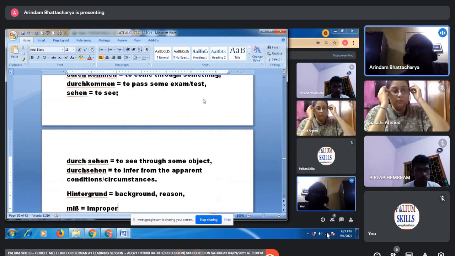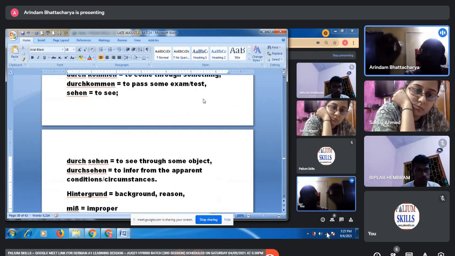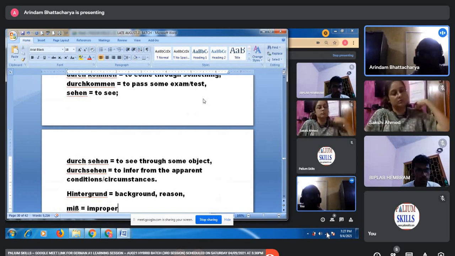Durchsehen, to infer from the apparent conditions or circumstances. That is, I am seeing through this, meaning I can easily infer from this that this is going to occur. Okay, to see through something.